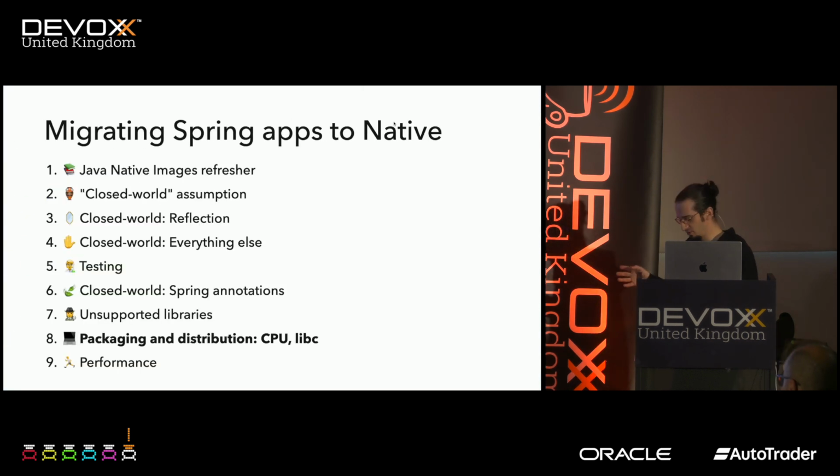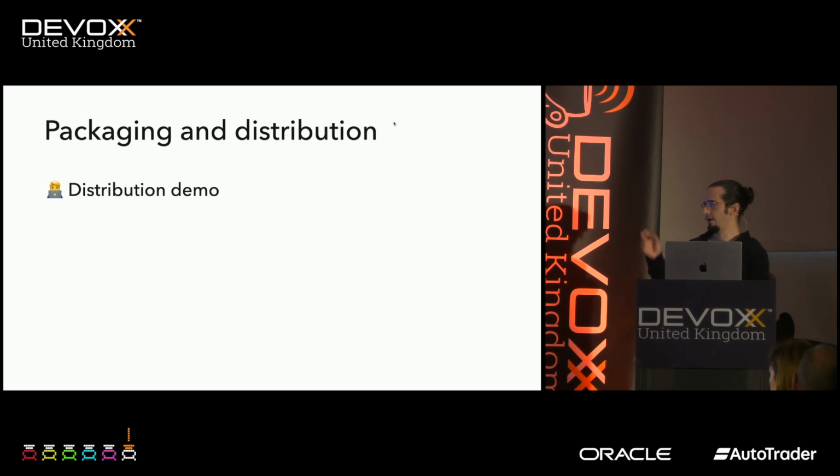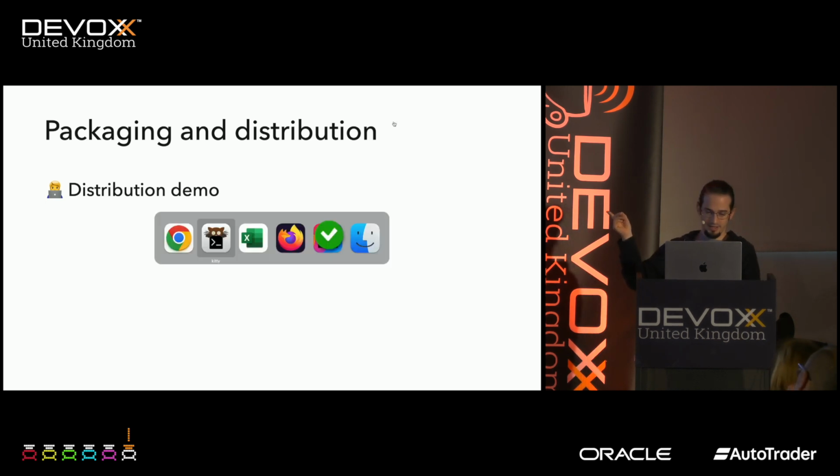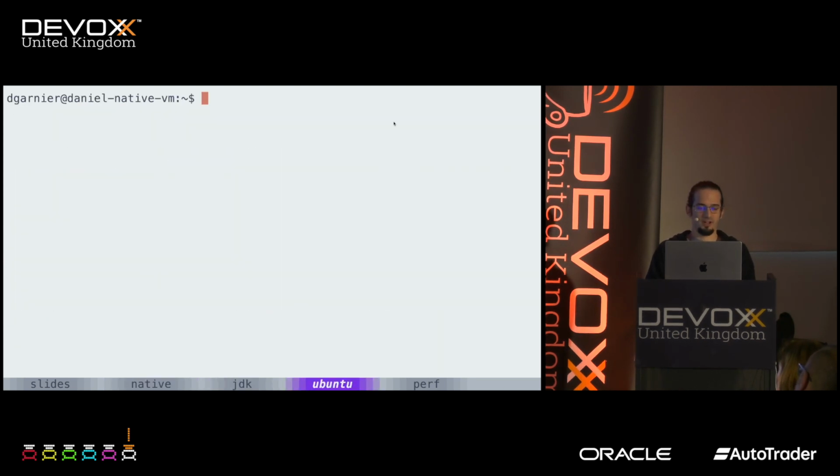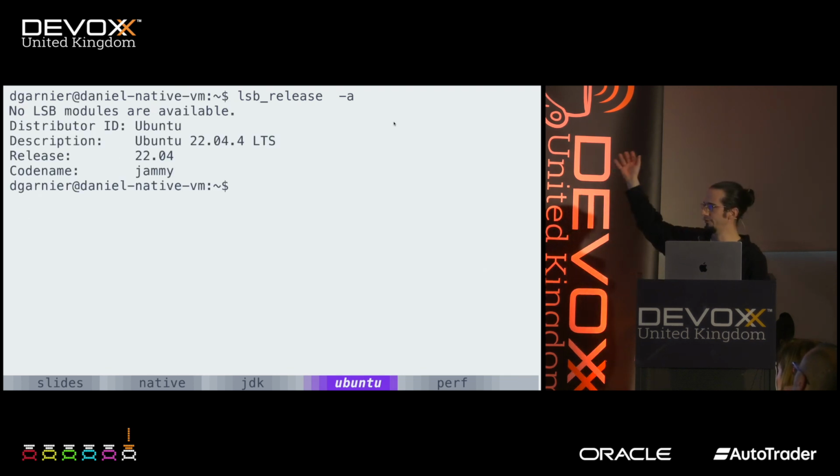Okay, so last little caveats and things to keep in mind. Packaging and distribution. So my Mac, it's a Mac, and it's an M1 CPU. So it's an ARM architecture CPU. In here, I have, say, the target machine, which is a Ubuntu that runs on GCP, I think. And it's an x86 machine.